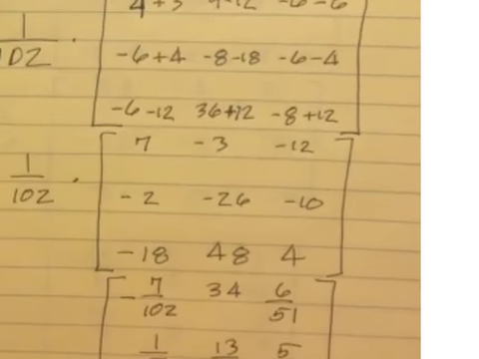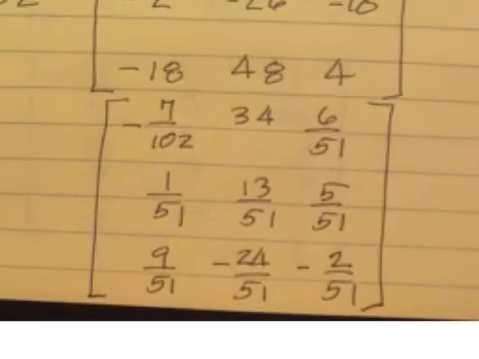Number 3. Negative 7/102, 34, 6/51, 1/51, 13/51, 5/51, 9/51, negative 24/51. Negative 24/51 can be reduced to negative 8/17. A negative 8/17.